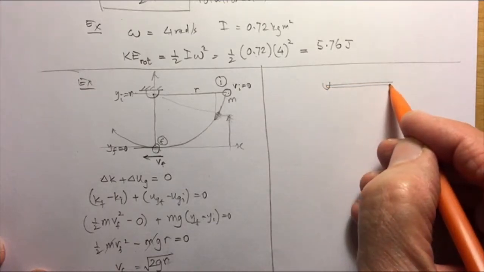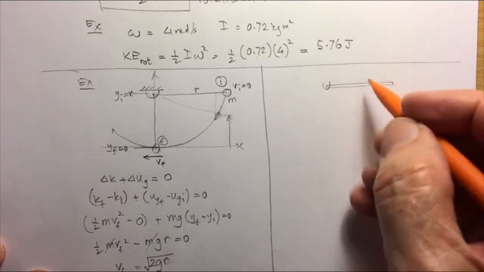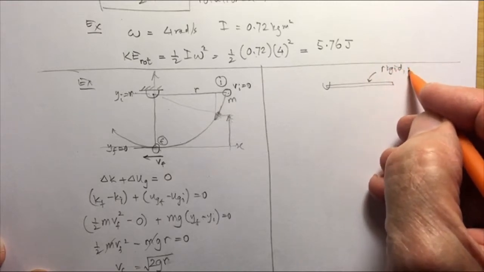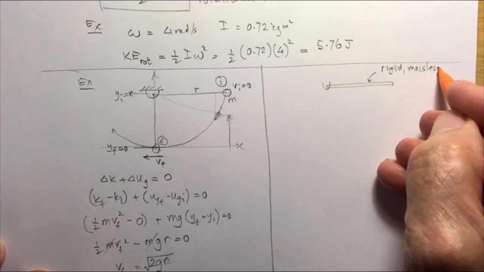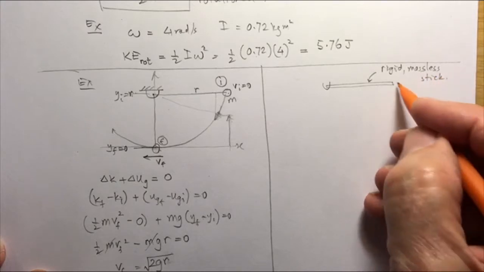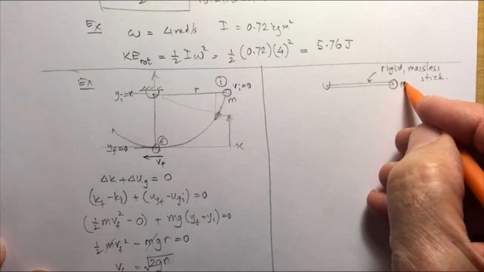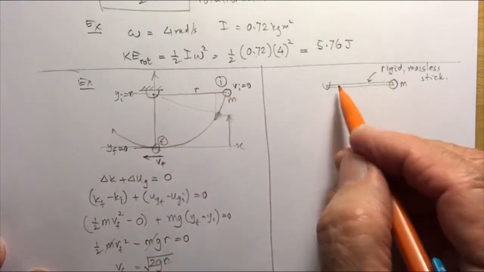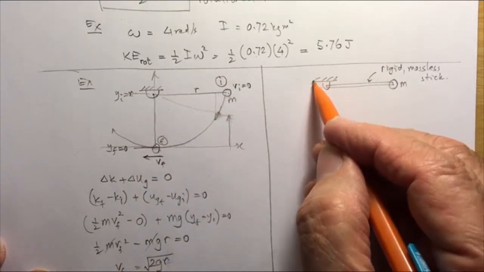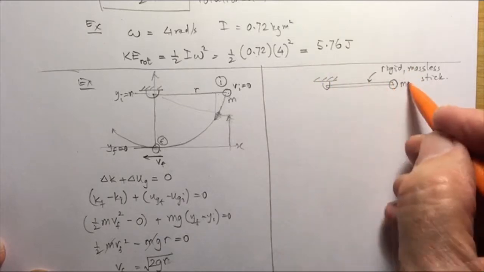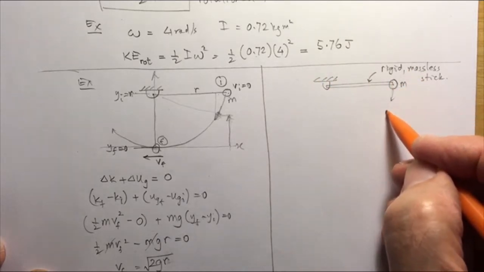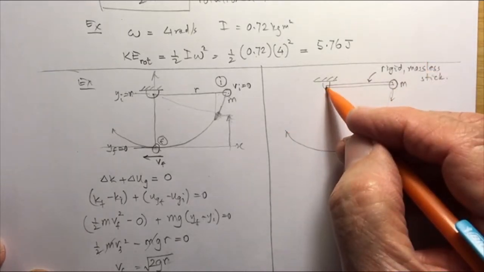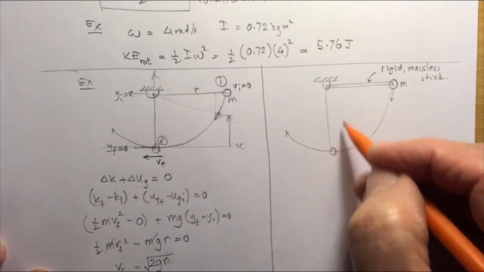So we have a light, rigid, massless stick. At the end of this we have our mass m. So it's the same mass as here. The stick is massless, just like the string was massless, but now it's rigid. So it becomes a rigid body. And this, once we release it from here, is going to swing downwards and go up here, and we want to find the speed when it's at the lowest point.